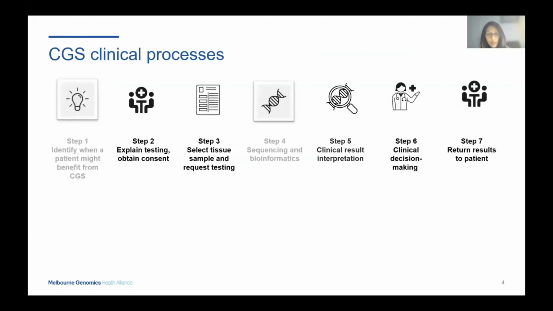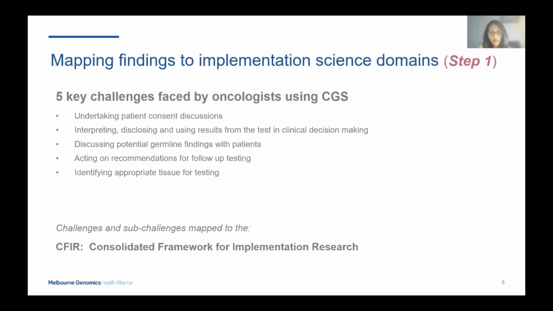The interviews revealed a number of challenges faced by oncologists and scientists across the clinical process of undertaking complex genomic sequencing for a patient. There are 7 steps in the clinical pathway, and the challenges that we identified focus on 5 of them, highlighted in that slide. The 5 key challenges revealed in interview findings were undertaking patient consent discussions, interpreting, disclosing, and using results from the test in clinical decision-making, discussing potential germline findings with patients, acting on recommendations for follow-up testing, and identifying appropriate tumor tissue for testing. Now I will describe the 4-step approach that was undertaken.